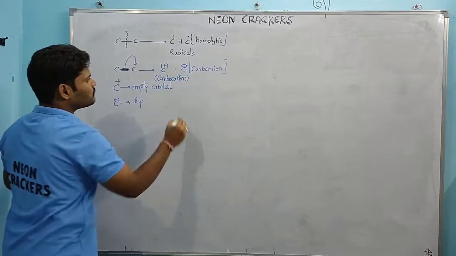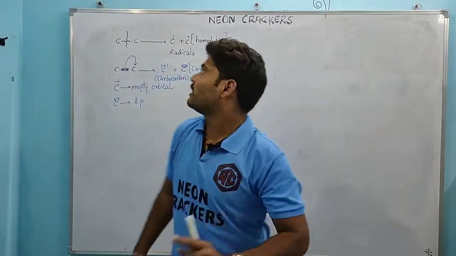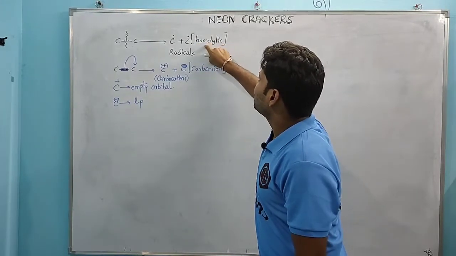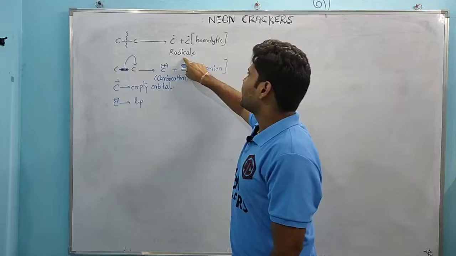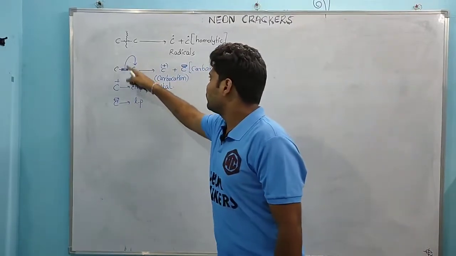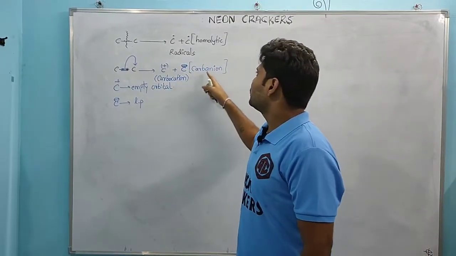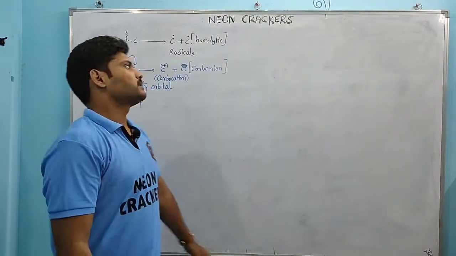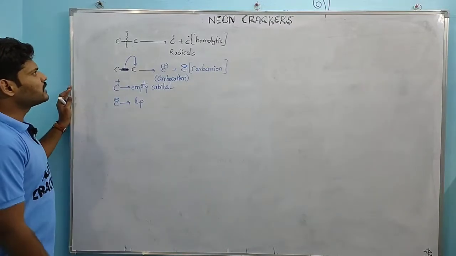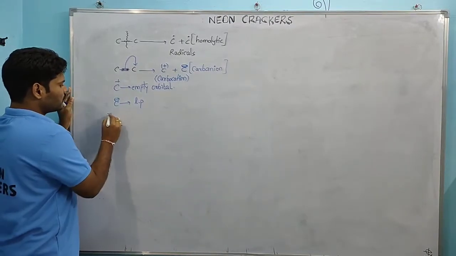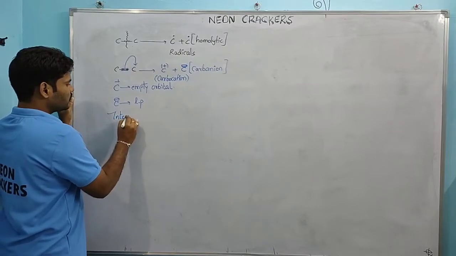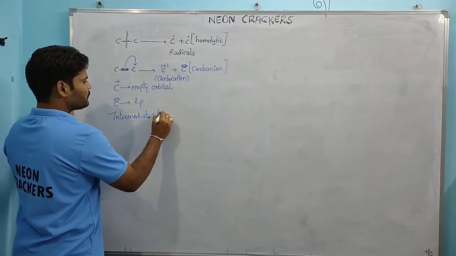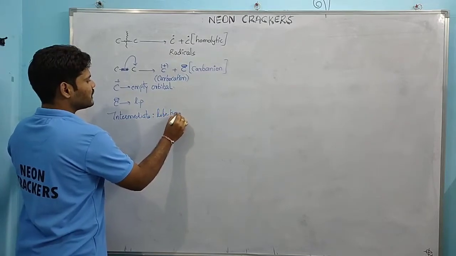So there are only two types of cleavage in organic chemistry. The first is homolytic cleavage, which gives radicals. The next is heterolytic cleavage, which gives carbocations and carbanions. These three are called intermediates. What does that mean? Intermediates are substances whose lifetime is very short.